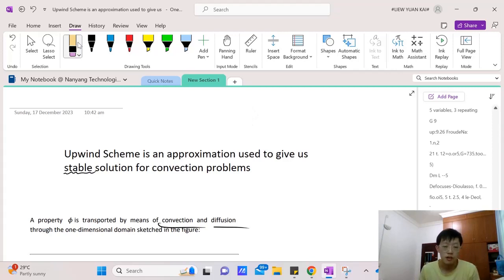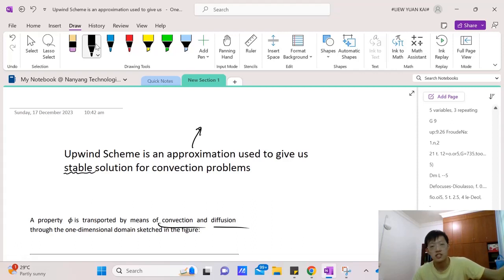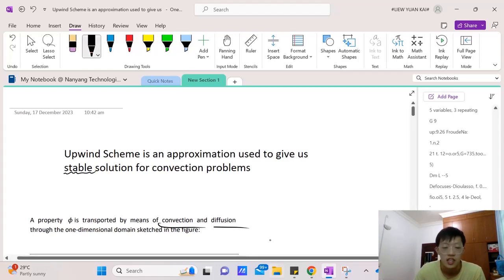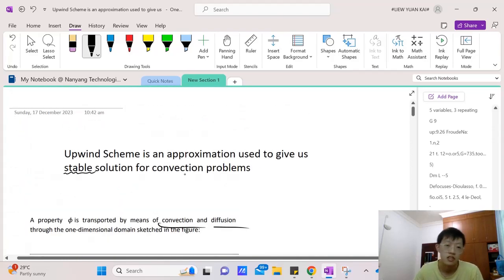The upwind scheme is an approximation. So we now know that this approximation is due to the wind, the wind blowing the next phi value onto the neighboring phi value. It's an approximation to help us get a stable solution for convection problems. So if there's no convection term, then this scheme can't even exist. It can't even be used to begin with. Okay, so let's talk about the stable solution.